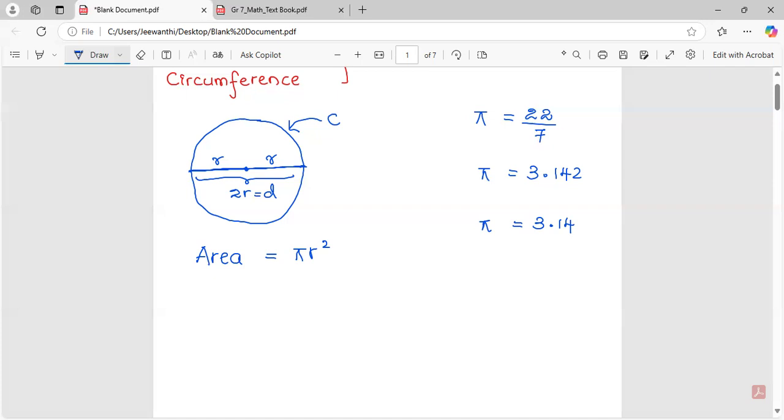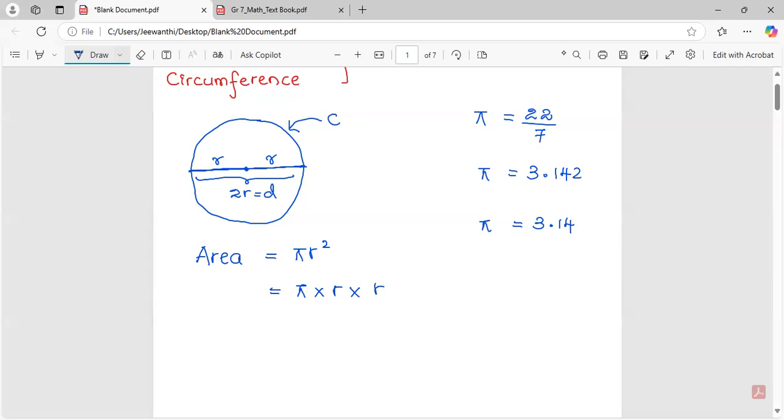So then πr squared, if I expand this, what does this mean? π times r times r. That is how to substitute the values. If they have mentioned that π is equal to 22/7, we just write 22/7 times whatever the r value they have given times whatever the r value they have given. And based on that, we calculate the area.